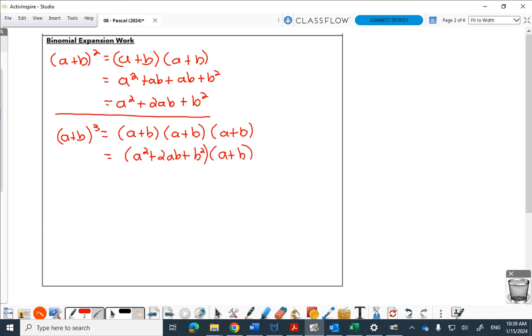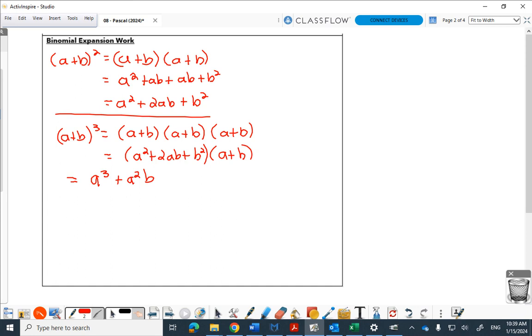Here I go, very slowly. A squared times A, I get A cubed. A squared times B, easier than it looks. A and B are different terms, so there's nothing to simplify there. A squared times B is A squared B. Actually, the biggest challenge here is just staying organized, remembering which term you're on.